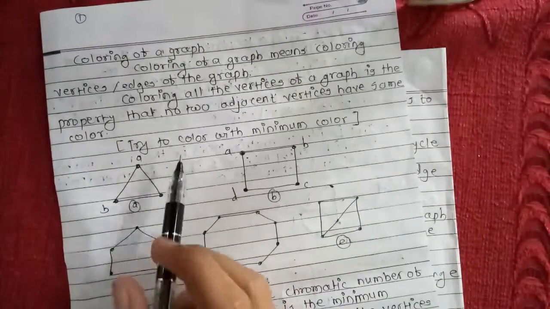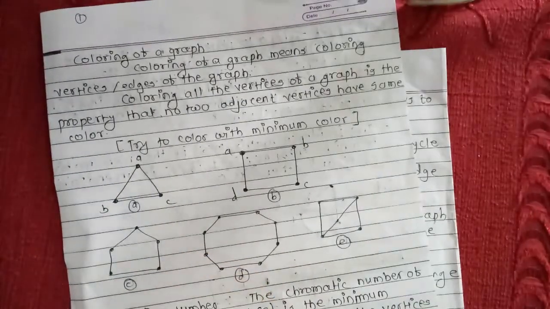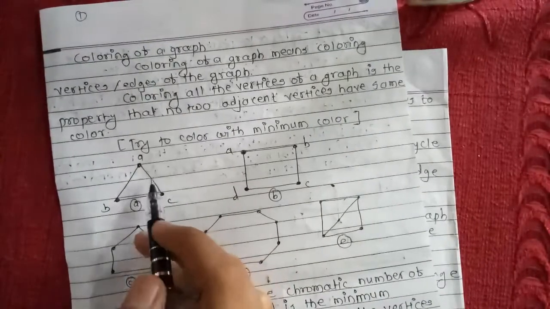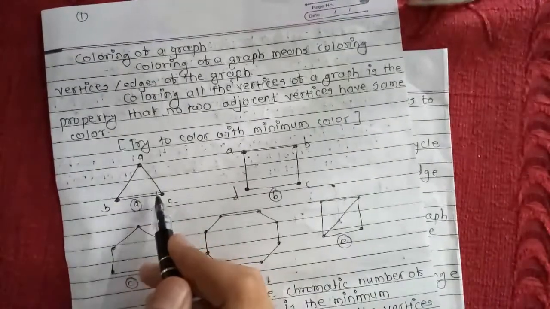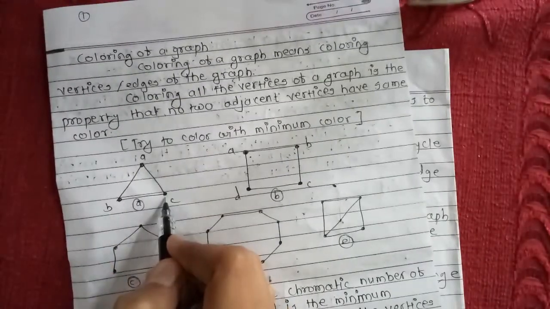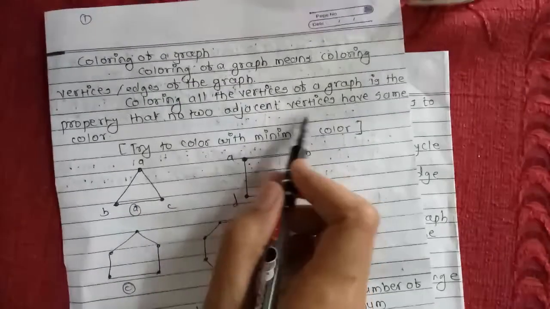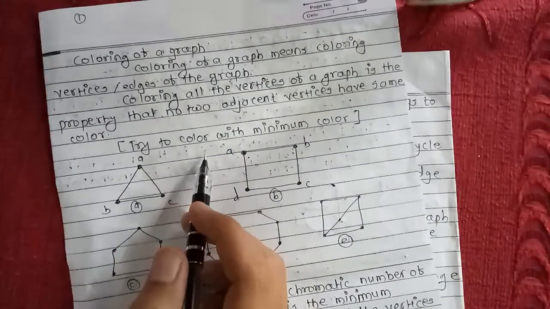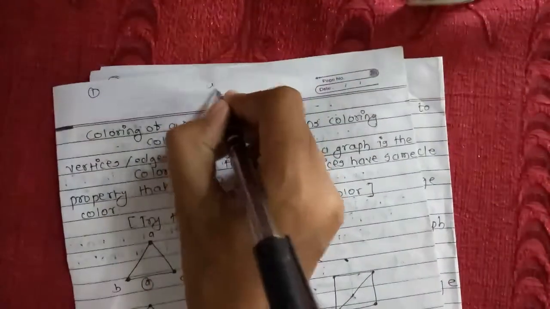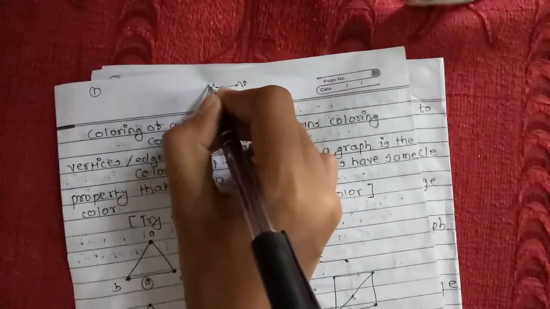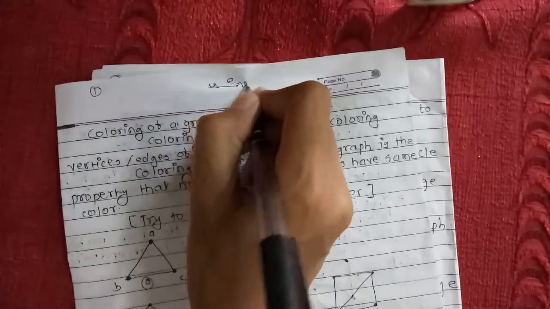First is the triangle. Triangle means 3 vertices and 3 edges. Now we have to color this graph. That means we have to color the vertices or the edges. Now we color all the vertices, and the condition for coloring the vertices is that no two adjacent vertices have the same color. Adjacent vertices means that if u and v are adjacent, if and only if there is an edge between these two vertices.